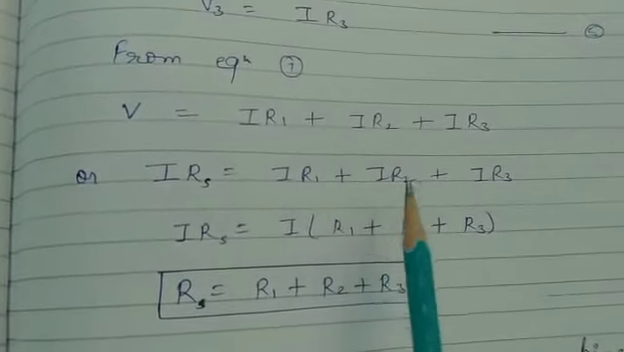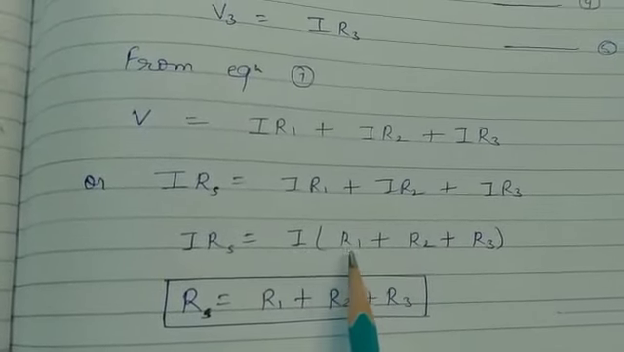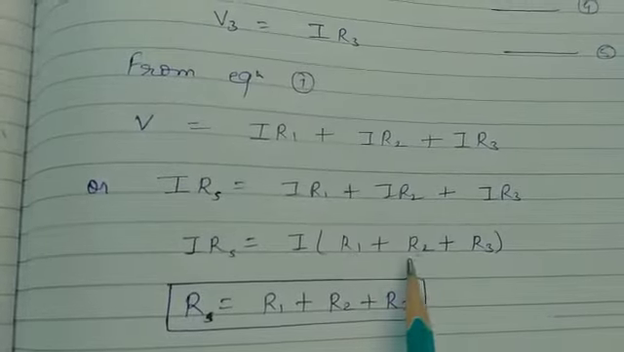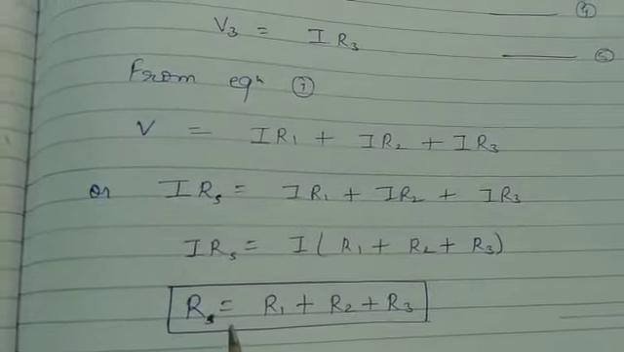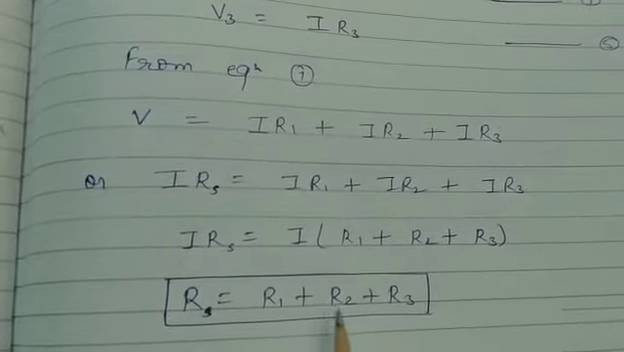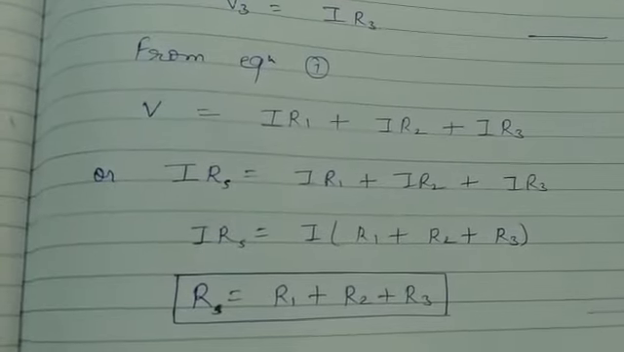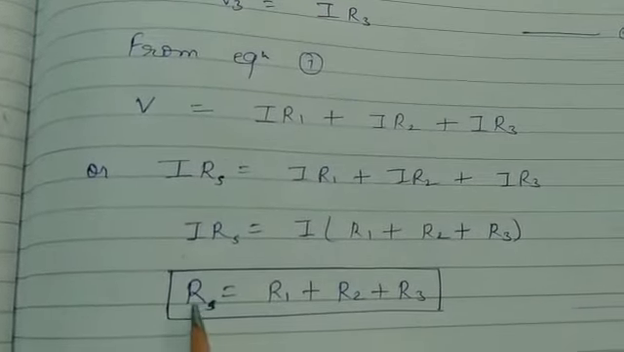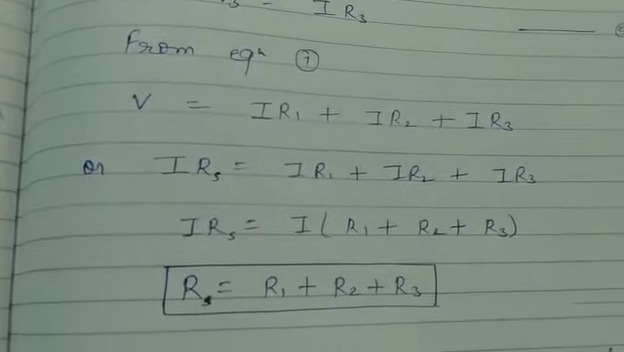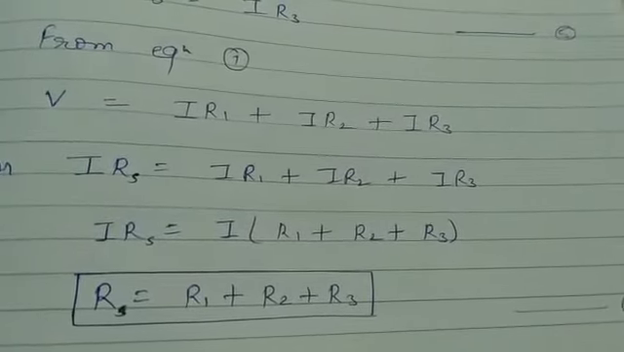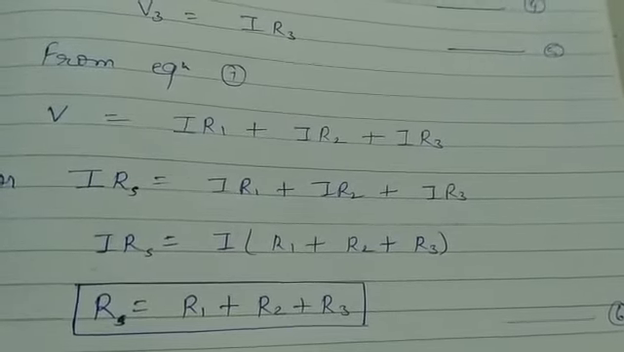Here in each term I is common. We can take I as common. So R1 plus R2 plus R3, I will cancel. So RS equals R1 plus R2 plus R3. So in series combination we can see the total resistance is the algebraic sum of the individual resistances R1, R2 and R3.